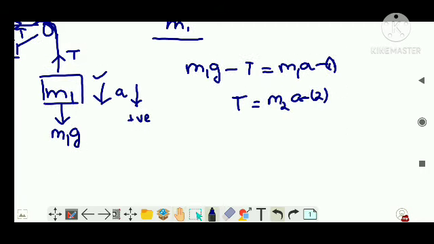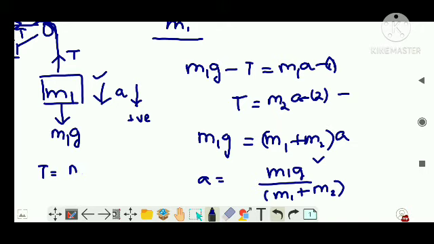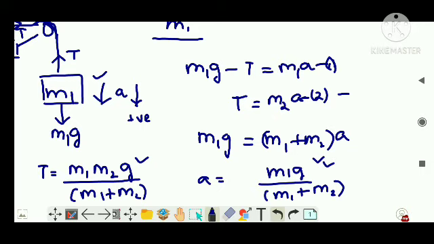So it will be m1g, the T's cancel off, is equal to (m1 plus m2) times the common term a, so a is equal to m1g divided by (m1 plus m2). Now you can substitute this value here so that you will get tension is equal to m1 m2 g whole divided by (m1 plus m2). You got the equation for tension, and you got the equation for acceleration.